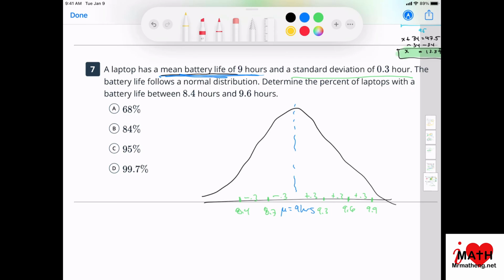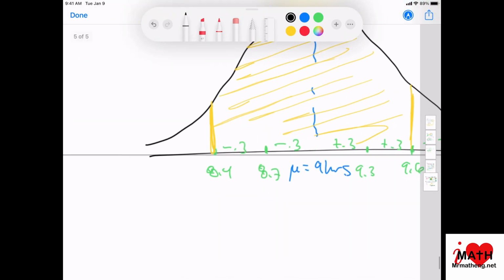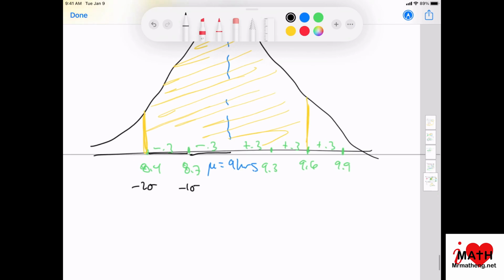Determine the percent of laptops with battery lives between 8.4 and 9.6. Okay, so they basically want to know what's this whole area in yellow. Now remember, how many standard deviations did we do? We did 1, 2. Going to the right here, this is positive 1, 2. I'm going to make a disclaimer here because here is 2 standard deviations away.